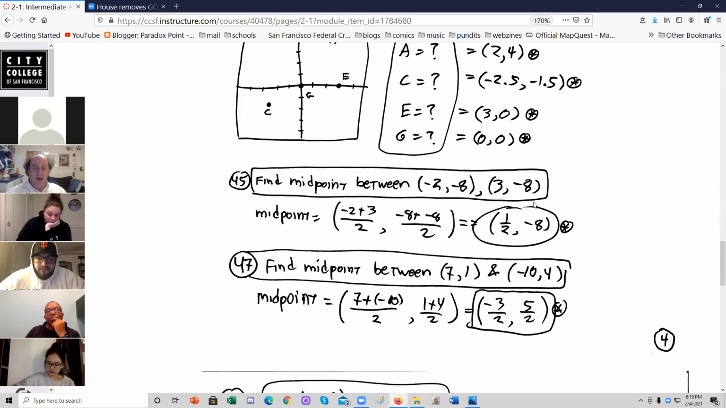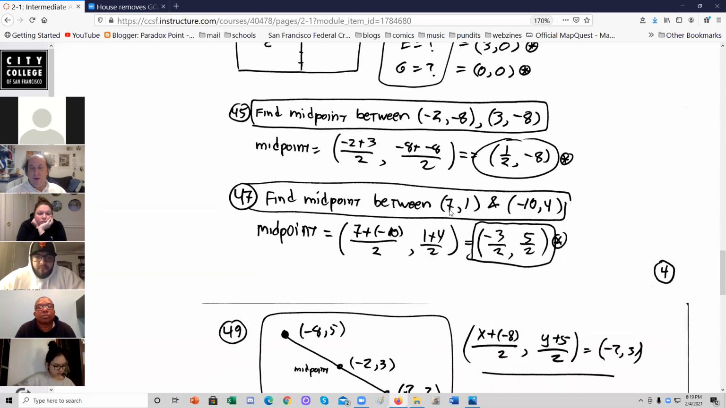Okay, here we have a couple of midpoint problems. Negative 2 by negative 8 and 3 by negative 8, what's the midpoint? Well, x coordinate is average of negative 2 and 3, negative 2 plus 3 over 2, which is a half. Y coordinate is the average of negative 8 and negative 8. The sum over 2 is negative 8, so midpoint is a half by negative 8.